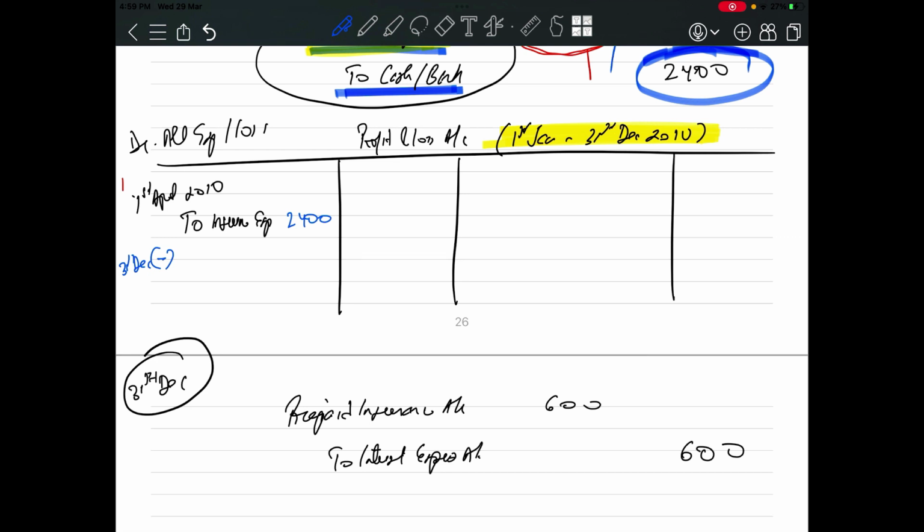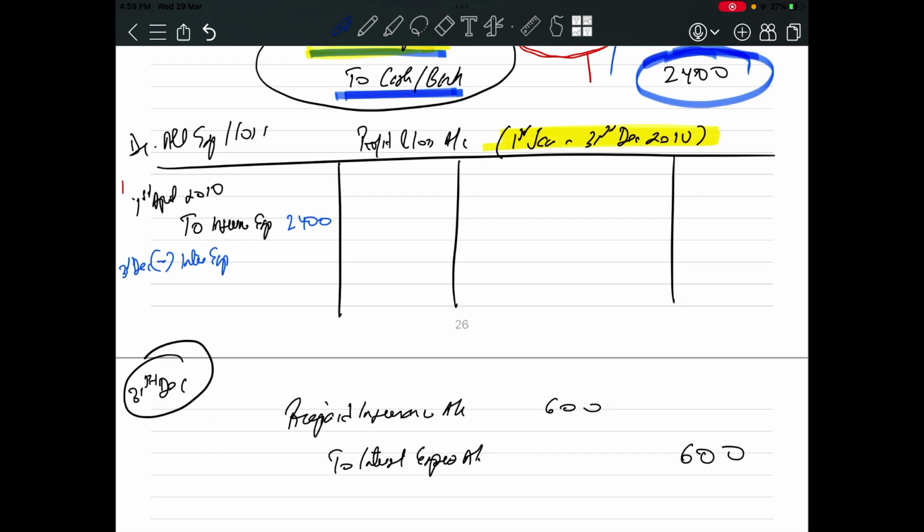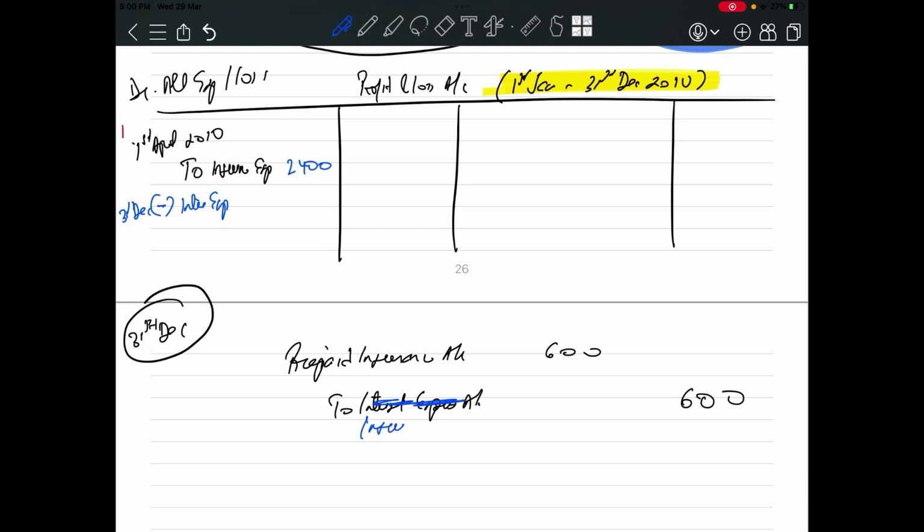So what will I have to do? I'll have to less insurance expense. Sorry, I said interest expenses, this will be insurance expense. So I'll have to less insurance expenses with how much? With 600. So what will be the net amount?